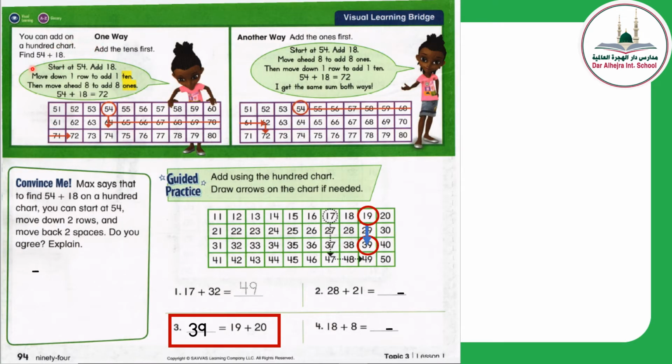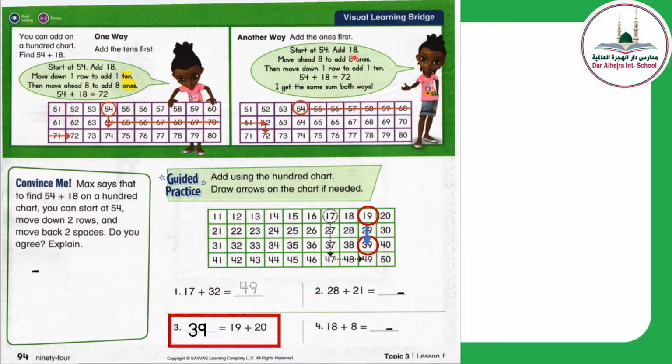Here we can see the same thing. There's another equation, 54 plus 18, and we can solve it in two different ways. The one way is to add tens first. So we start at 54, then we need to add 18, so we can see there is 1 in the tens place, so we will move just 1 row down. Then we will add 8 spaces forward, so we can see here 1, 2, 3, 4, 5, 6, 7, 8. We need to continue it on the next row. We have reached 72, so this is our final sum.